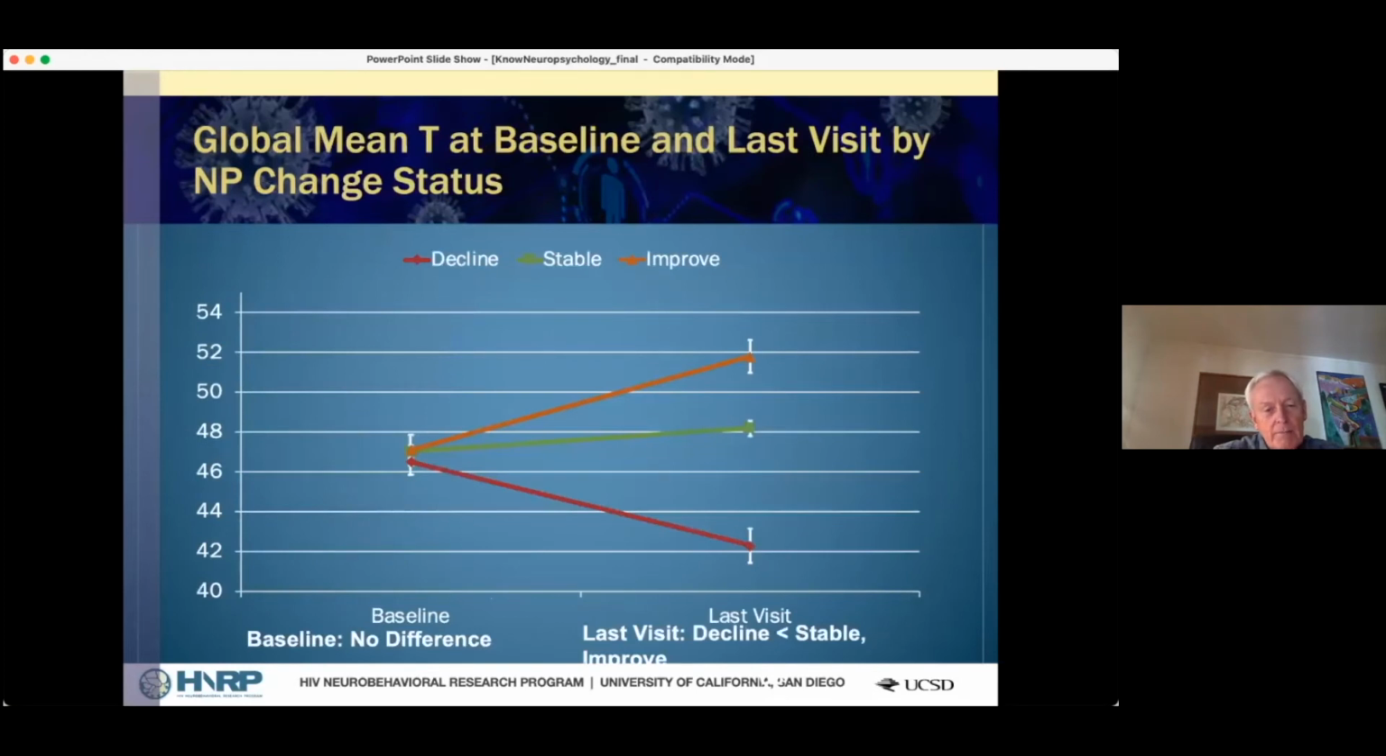This shows that at baseline on the left, these 3 groups, the decliners, the improvers, and the people who were stable, were essentially the same. You see that the average T-score was lower than 50 because many of these people do have some HIV-associated impairments. But the 3 groups really fan out by the last visit. So the decliners in the red really are a lot worse than the others.